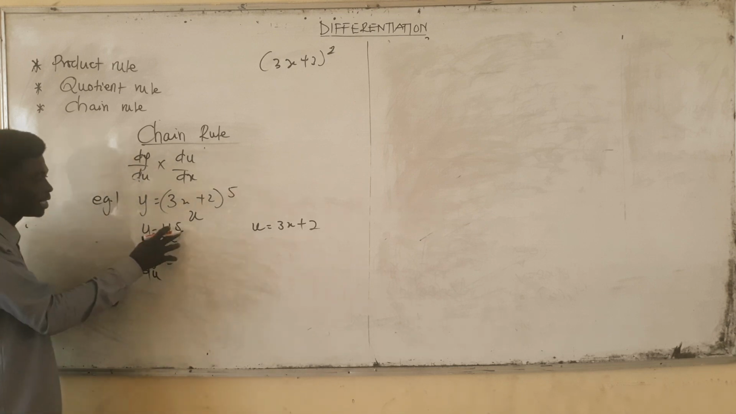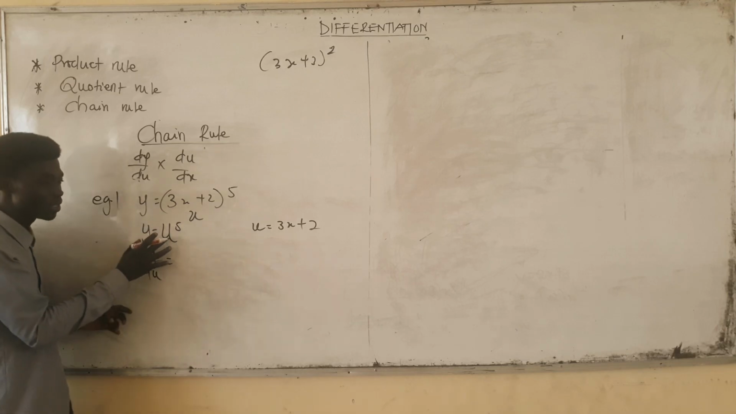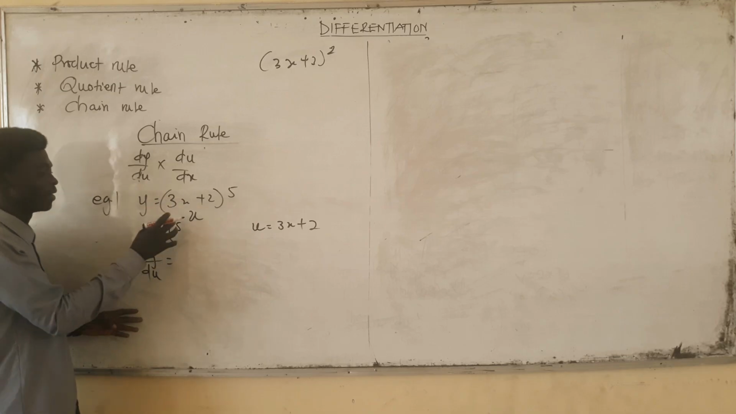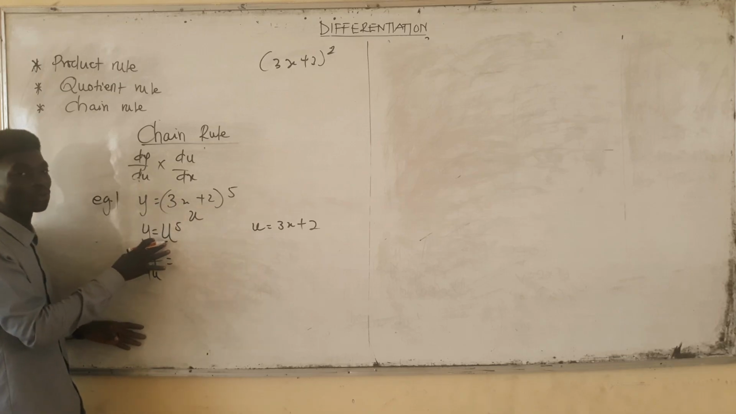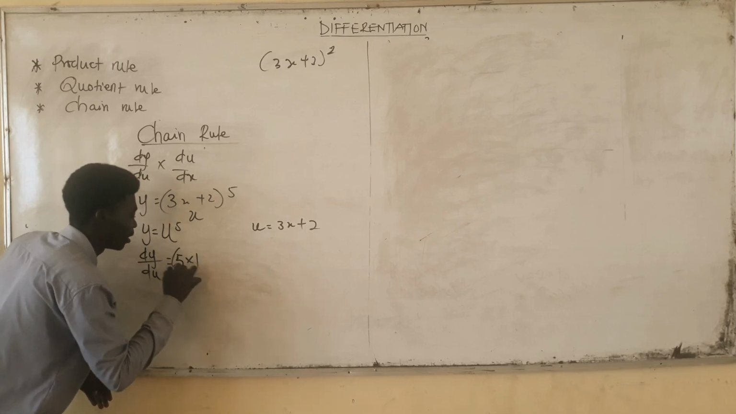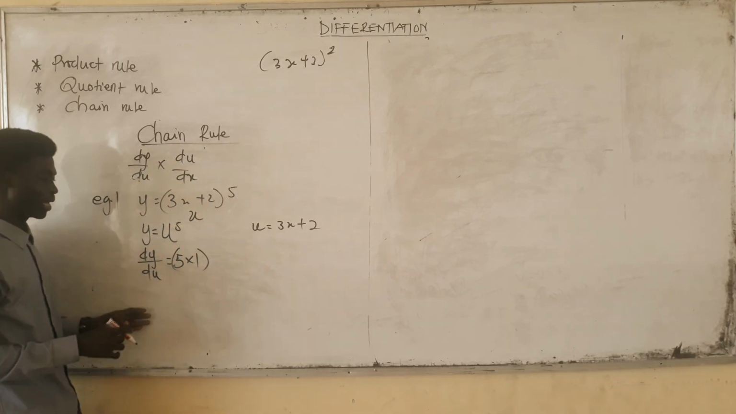So if you differentiate y, u is raised to the power 5. If you differentiate u raised to the power 5, the 5 will multiply the coefficient of the u, which in this case is 1. So 5 multiplying 1, and we subtract 1 from the exponent.